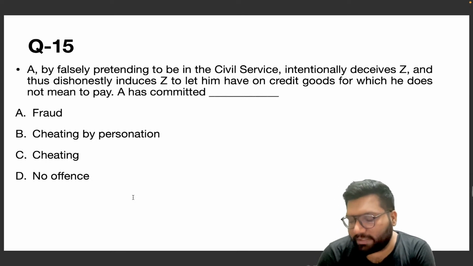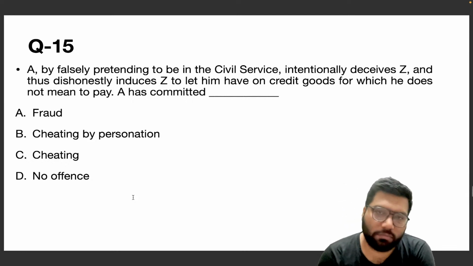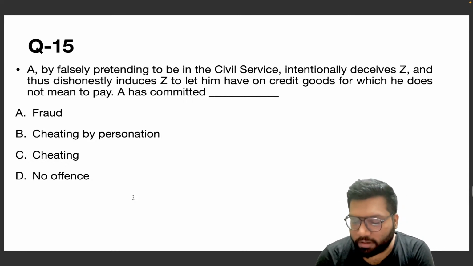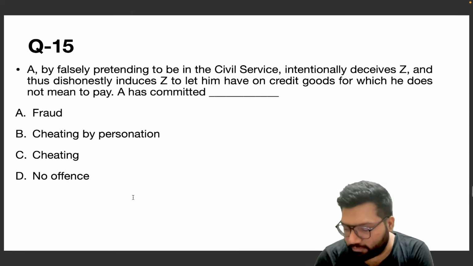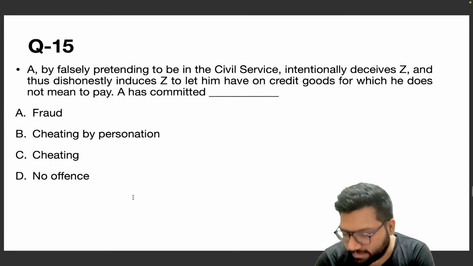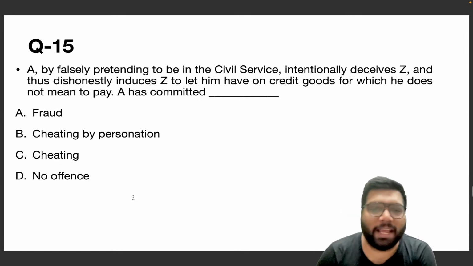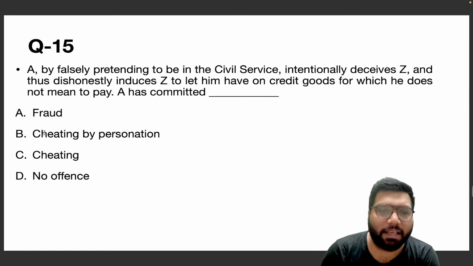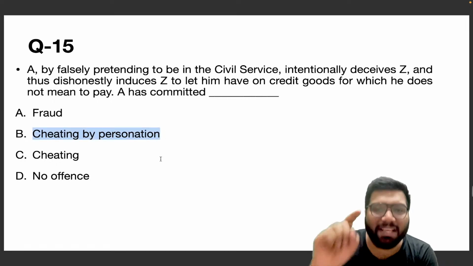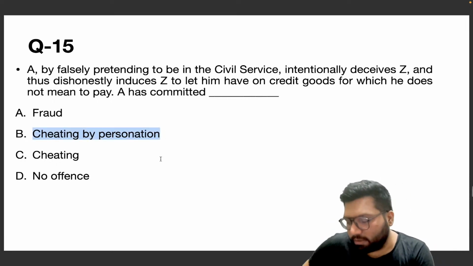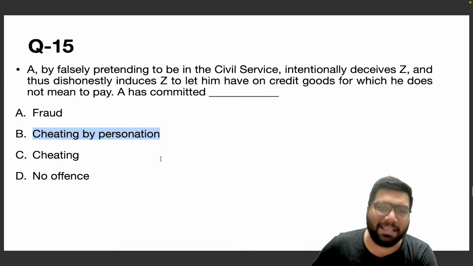I have not received the correct answer till now. Okay. Sunita, by the way, what were you waiting for? Now it's C. Yes. Sunita followed by Suman. Correct answer C. It's a case of fraud. Now, can anyone tell me why it's not a case of cheating by personation? Please tell me the reason. Sunita, yes. You have answered correctly. C is the correct answer.